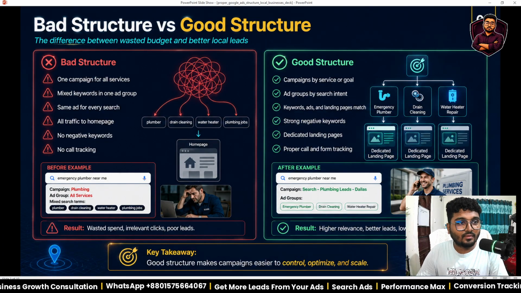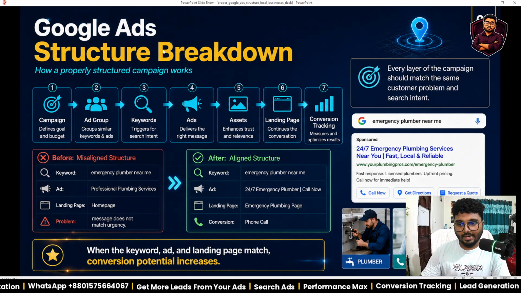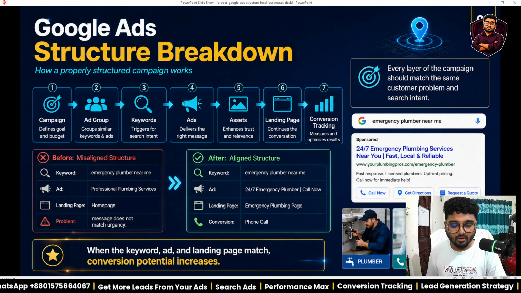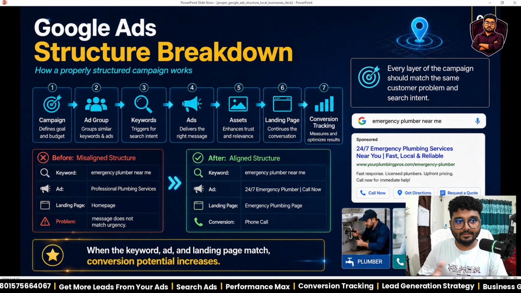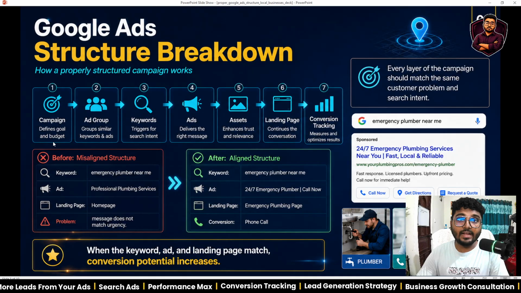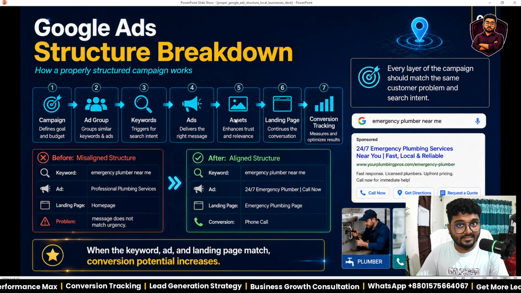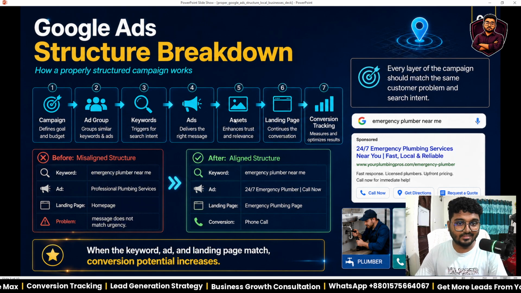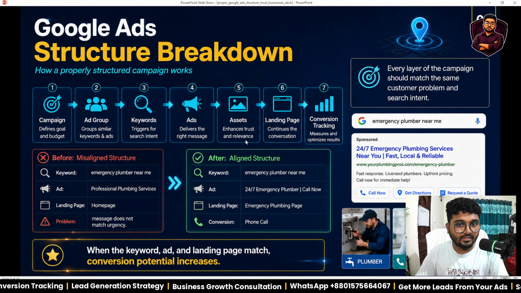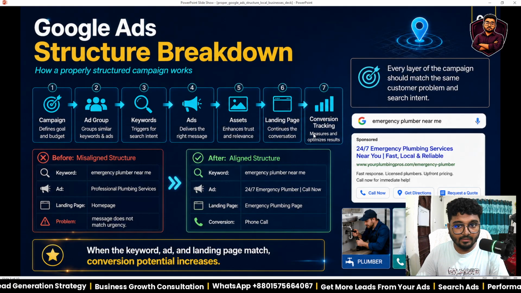Okay, so we jump into the third slide, the Google ad structure breakdown. How do things work, or what does a Google ad structure look like? First we need a campaign, defining goal and budget. Then ad groups, grouping similar keywords and ads, then keywords triggered for search intent. Then ads deliver the right message. Then our assets, which we also call extensions or ad extensions, enhance trust and relevance, landing pages continue the conversion, and conversion tracking measures and optimizes it all.